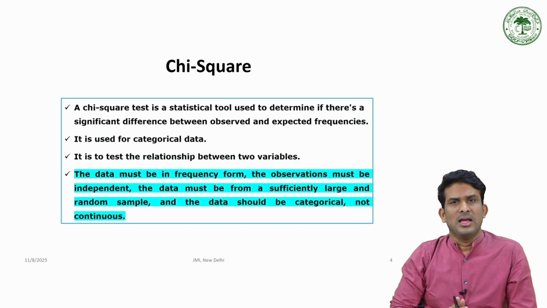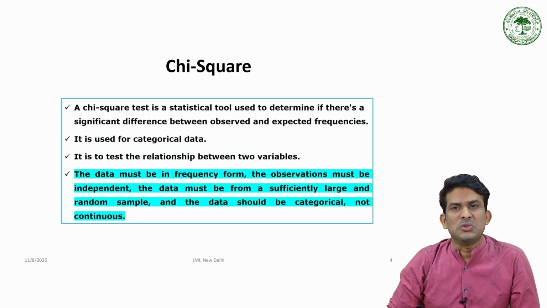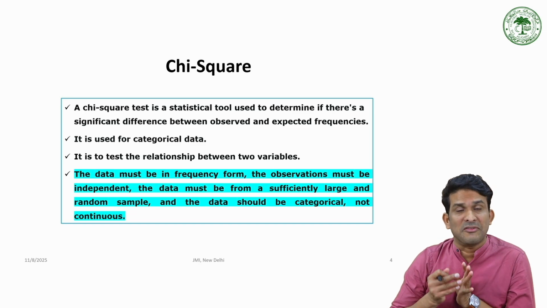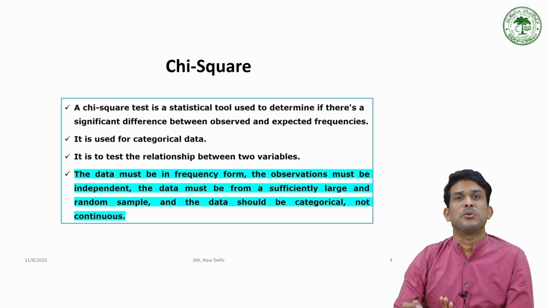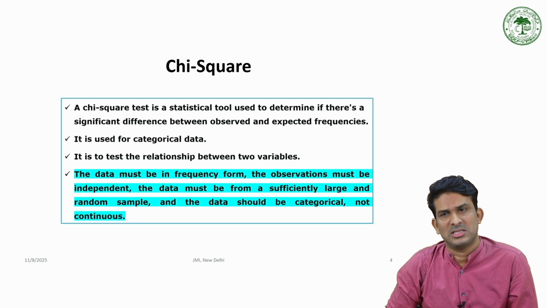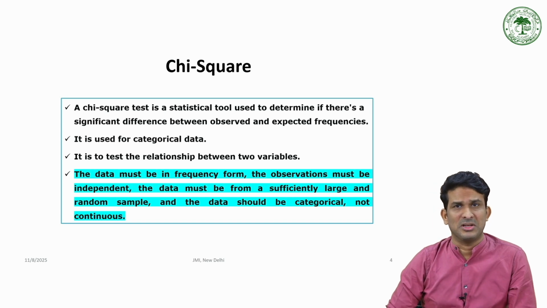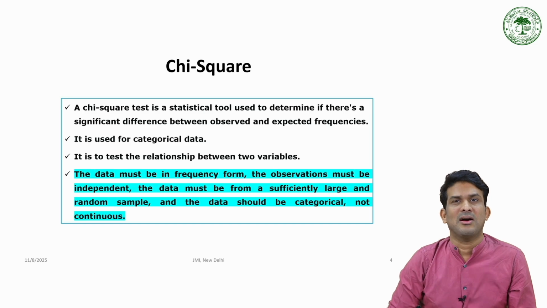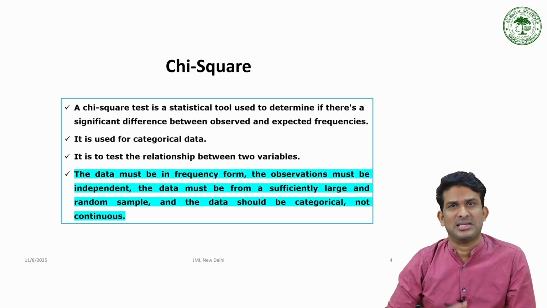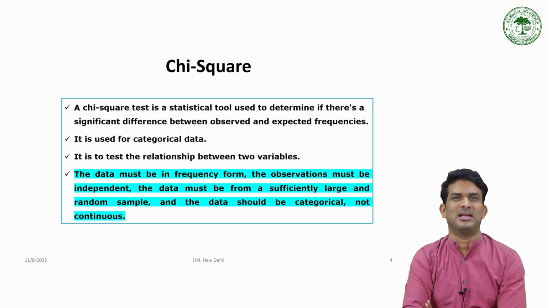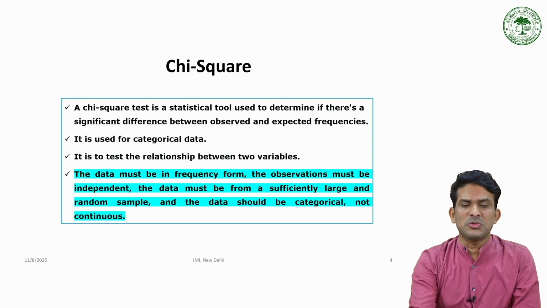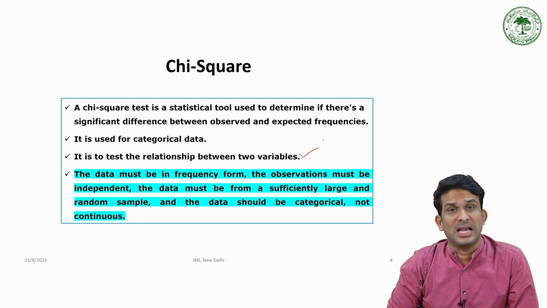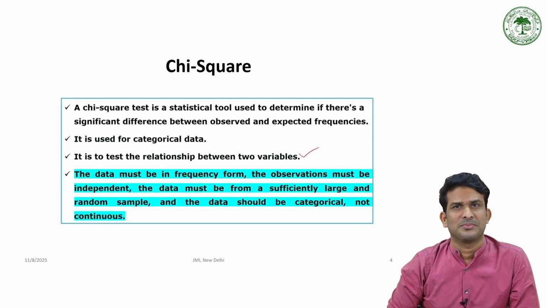This way, a chi-square test is used to determine whether there is an association or significant difference between observed and expected frequencies. For example, I have just given this. It is used for categorical data only, that is nominal data only. That is why we have discussed nominal data. It is used to test the relationship between two variables. Relationship between two variables. Got it?